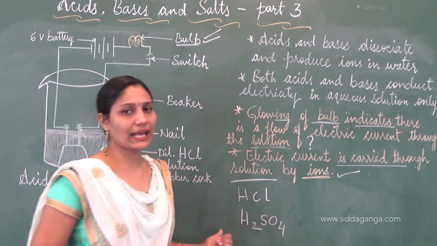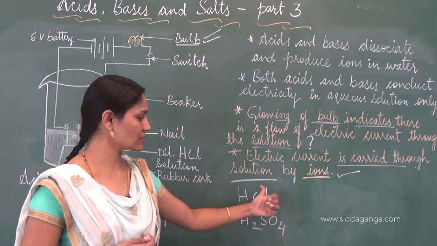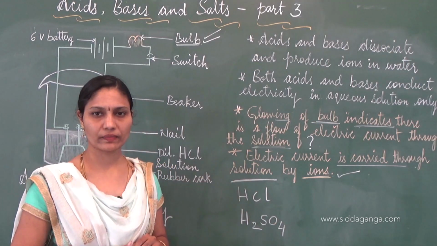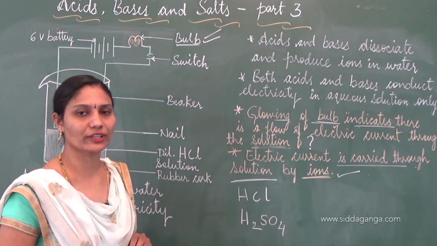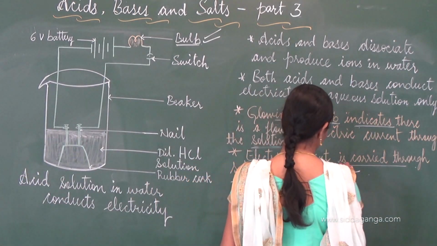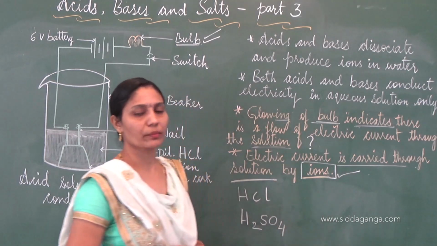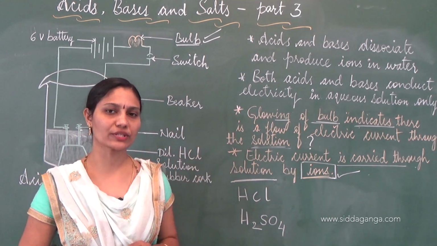and with water what happened? They dissociated to form ions, H plus ions and Cl minus ions were formed in the case of hydrochloric acid. So, these ions are responsible for the conduction of electricity. So, electric current is carried through solution by the ions. By this, we can say that acids dissociate to produce ions in water.